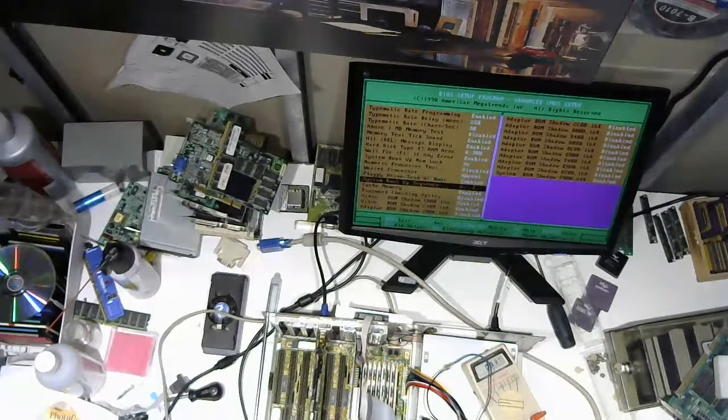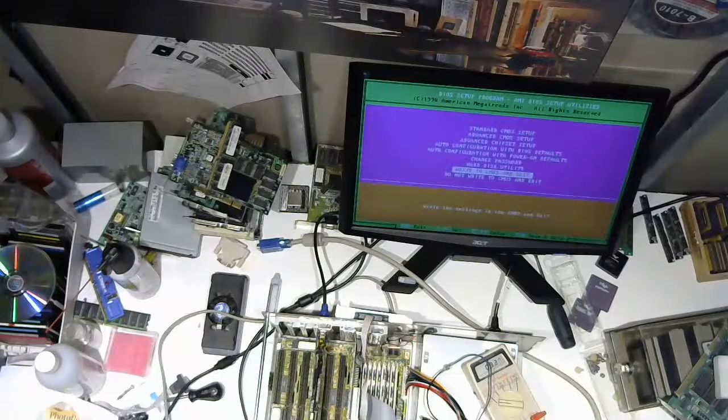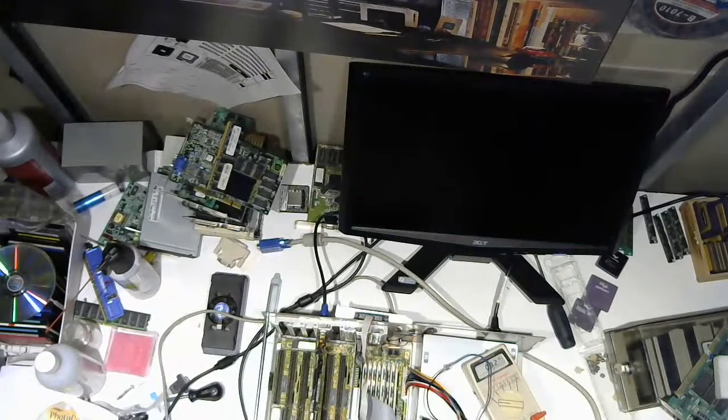Floppy drive seek boot enabled. Cache memory enabled. Password checking option disabled. What does advanced chipset say? Hidden refresh, slow refresh. I'm not going to mess with any of this stuff until I get some baseline. So let's do.